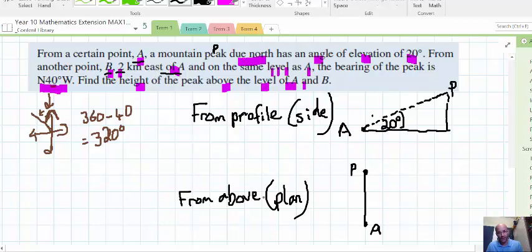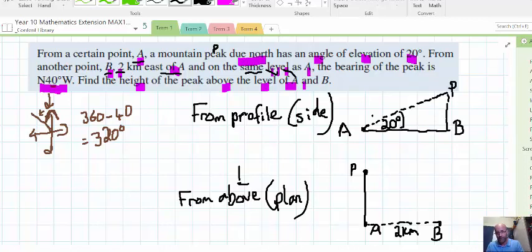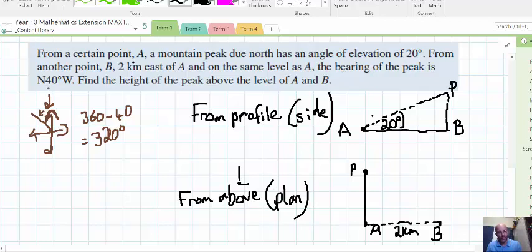From another point B, which is 2 kilometers east of A. Now east, we're going back to this diagram, so it's east of A. B's there somewhere. In fact, we are given that it is 2 kilometers, so we know that. We're also told that it's on the same level as A, so B would be over here. We're told the bearing of the peak is north 40 degrees west, so B back to the peak is north 40 degrees west. That's the bearing we've got to plot.